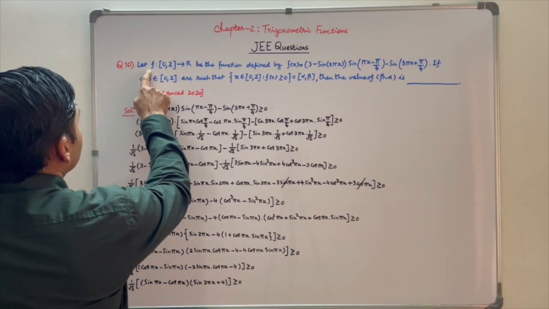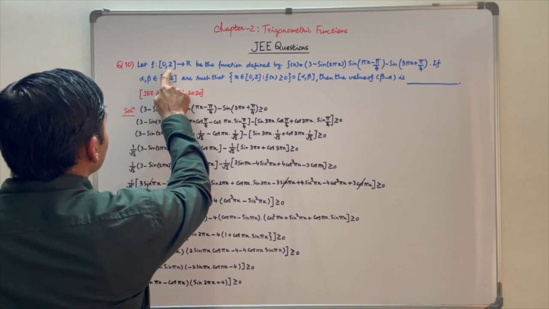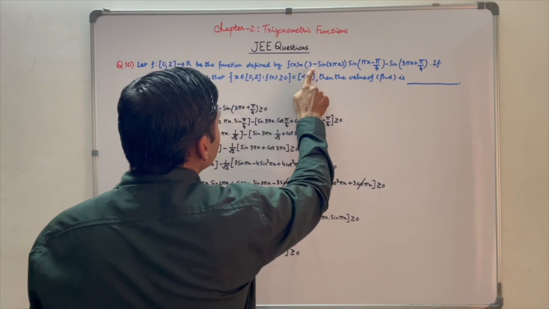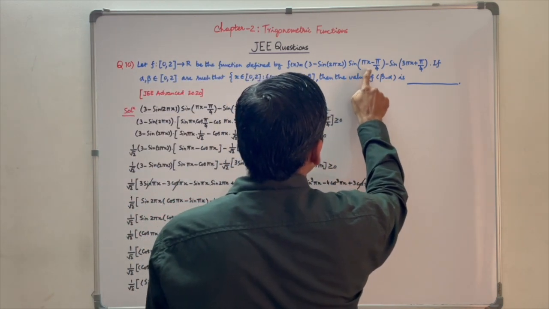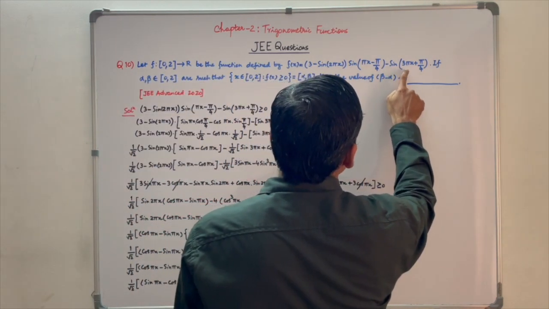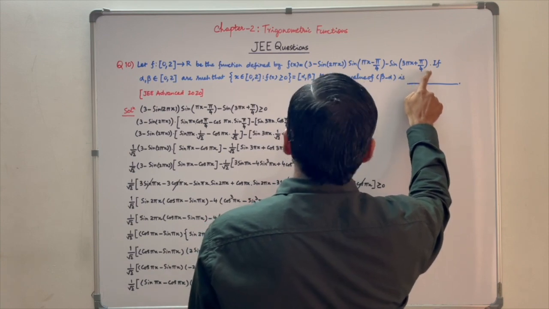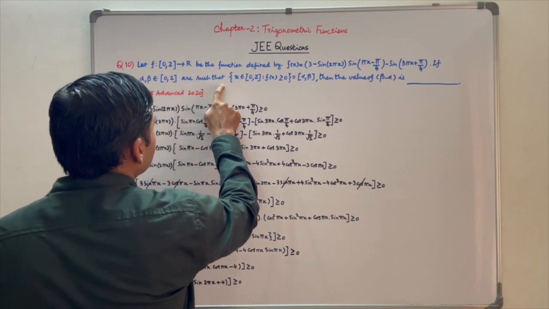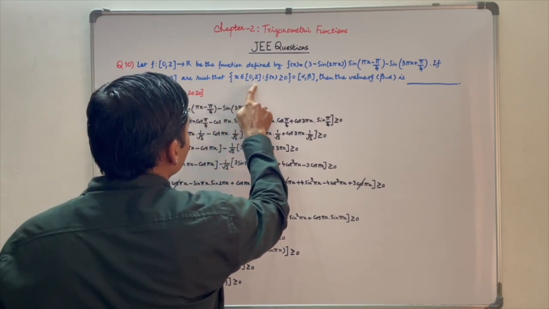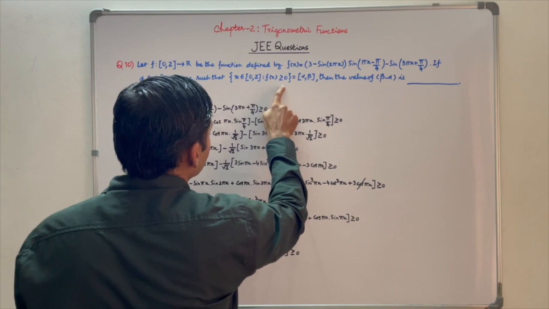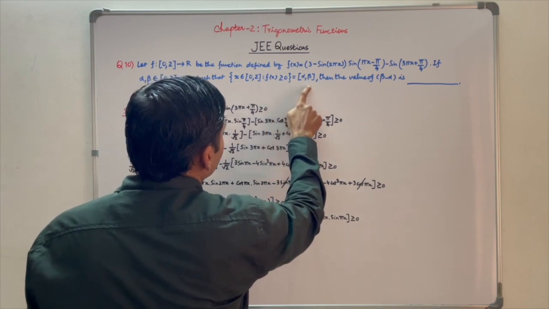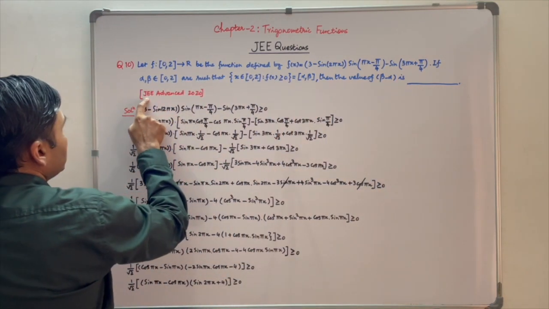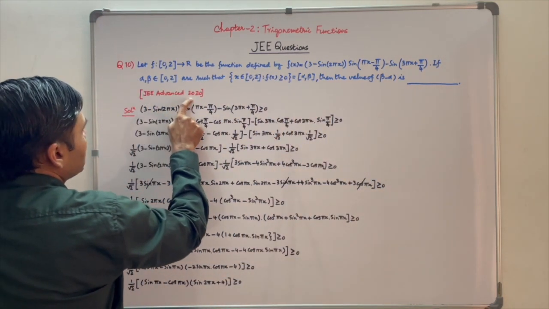Last question. Let f be a function from the interval 0 to 2 to the set of real numbers defined by f of x is equal to 3 minus sine 2 pi x into sine of pi x minus pi by 4, minus sine of 3 pi x plus pi by 4. If alpha, beta belong to the interval 0 to 2 are such that the set of x belonging to 0, 2 with f of x greater than or equal to 0 is equal to the interval alpha, beta, then the value of beta minus alpha is. This question appeared in JEE Advanced 2020.